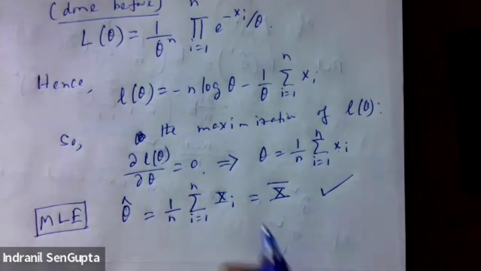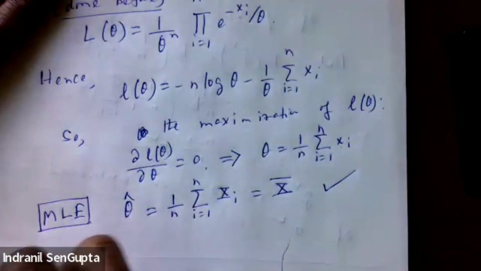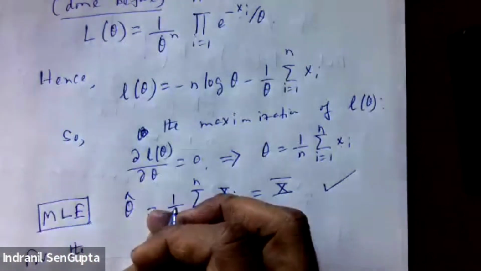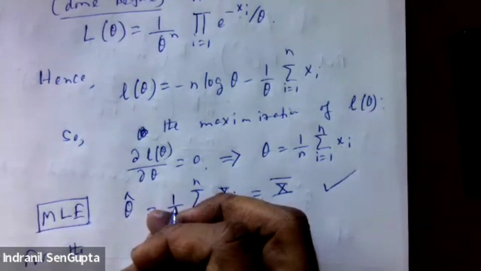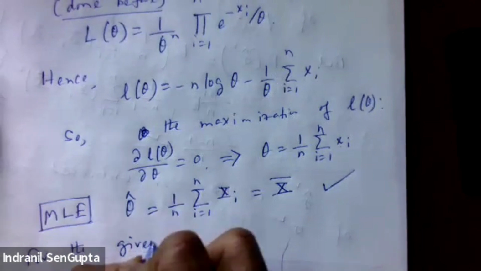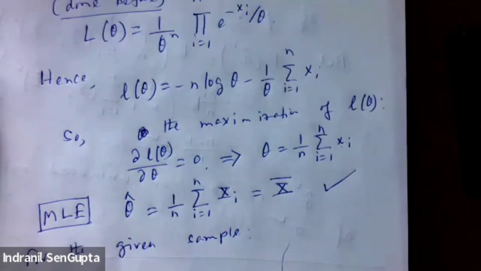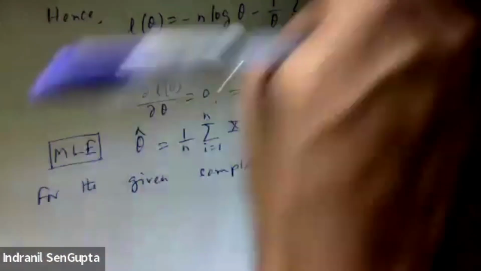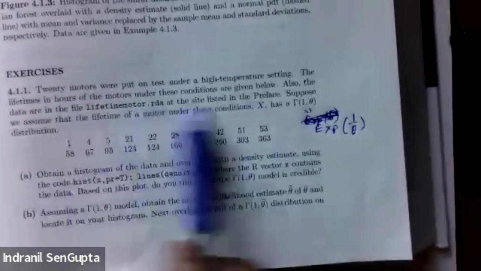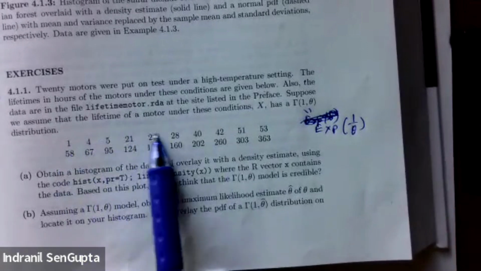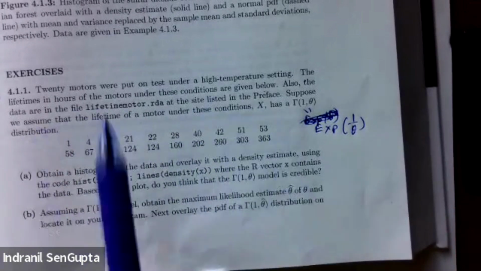So what is the estimator for the case of the present problem, for the given sample? Let me show you the sample again. So the samples are right here. How do I compute the X bar? Well, how many data are there? 1, 2, 3, 4, 5, 6, 7, 8, 9, 10. There are 20 data, right?